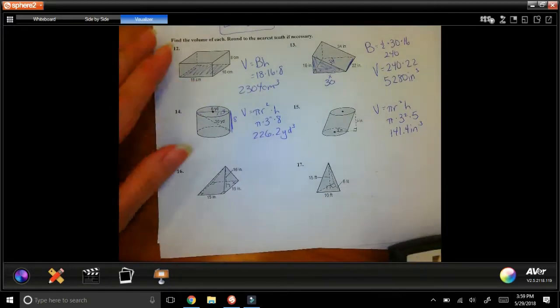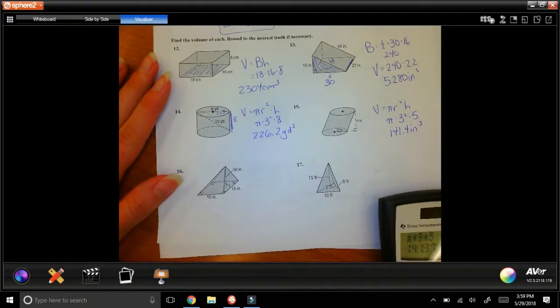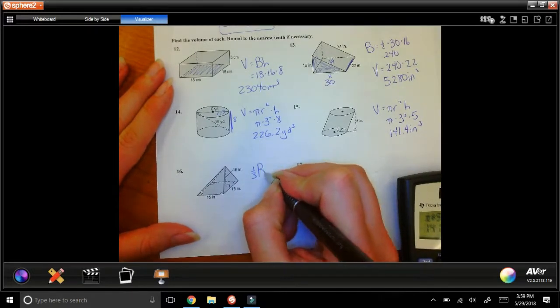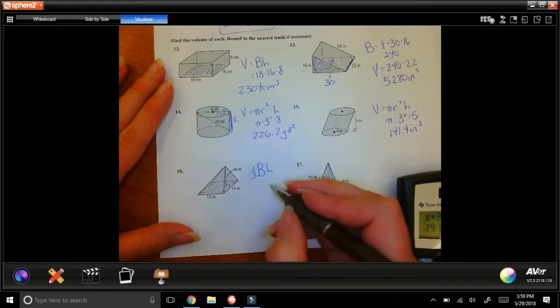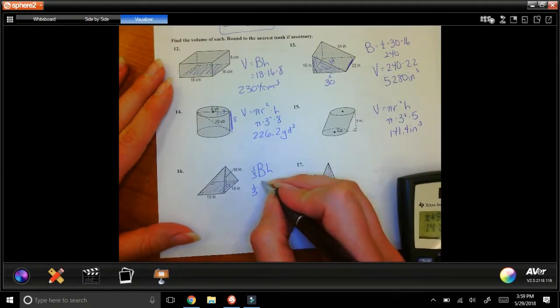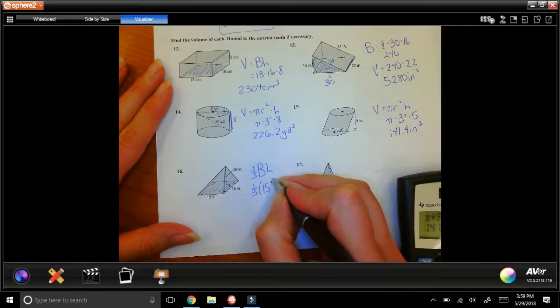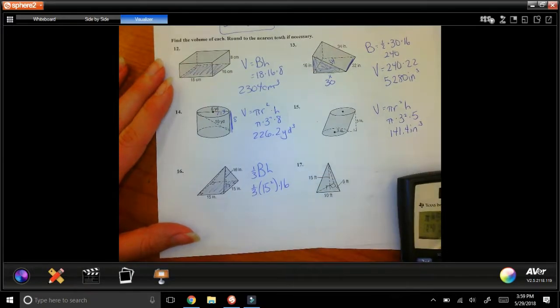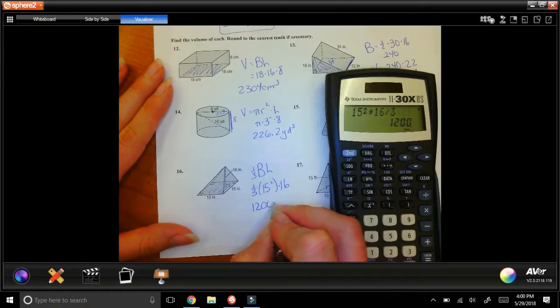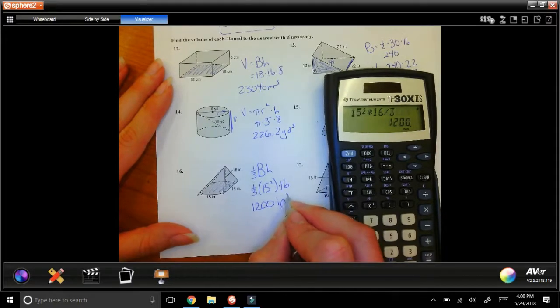These next two are pyramids. For those pyramids, you're going to have 1/3 the area of the base times the height. So this is going to be 1/3 the area of this square, which is 15 squared, times the height, which is 16. So I think the way I type this into my calculator is like this, and then just dividing by 3. 1,200 cubic inches.